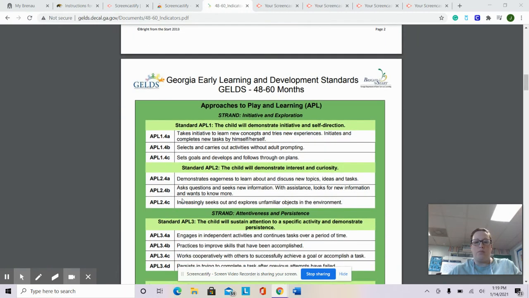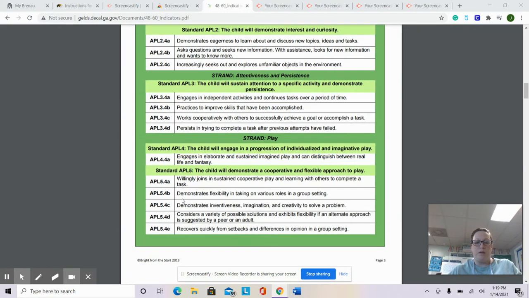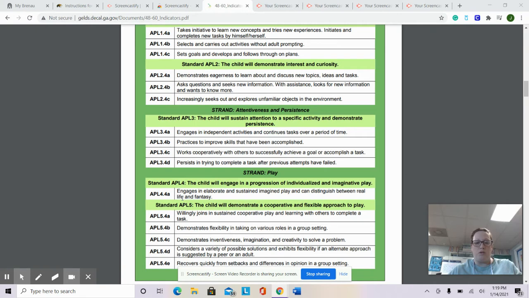And we have approaches to play and learning. So say I want to teach my children how to be flexible in the classroom, to be able to change when things are changing in the class. So I'm going to look for flexibility: demonstrates flexibility in taking on various roles in group settings. I want to make a matrix or a chart and put it on my lesson plan so I can check off that my children are doing that. So I would put next to it APL5.4b, which is the standard for flexibility and working with changes in the classroom.